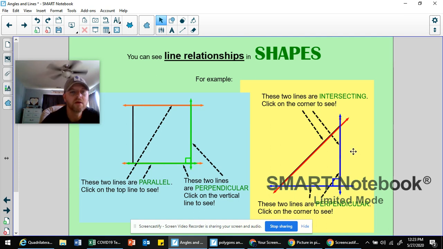So boys and girls, in our next lesson, now that you understand what lines are and the different kinds of angles, we can use that knowledge to help us classify and categorize and identify different shapes now. So that's what we'll be looking at in the next video. All right.